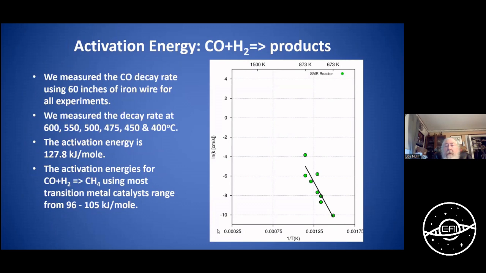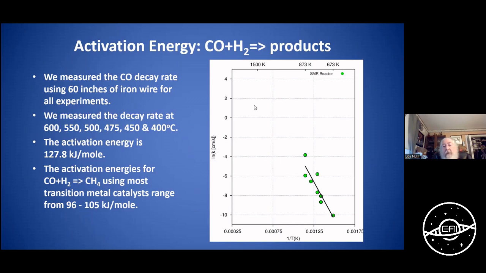We measured the CO decay rate, so we measured the rate of the reaction as a function of temperature and time. And so we used, this is on that 60 inches of iron wire in the experiments at various temperatures. The activation energy for the reaction was 127.8 kilojoules per mole. So this is just for the simple reaction, Fischer-Tropsch reaction. The activation energy is anywhere from 96 to 105 kilojoules per mole. So we're basically in the ballpark in terms of our measurement.